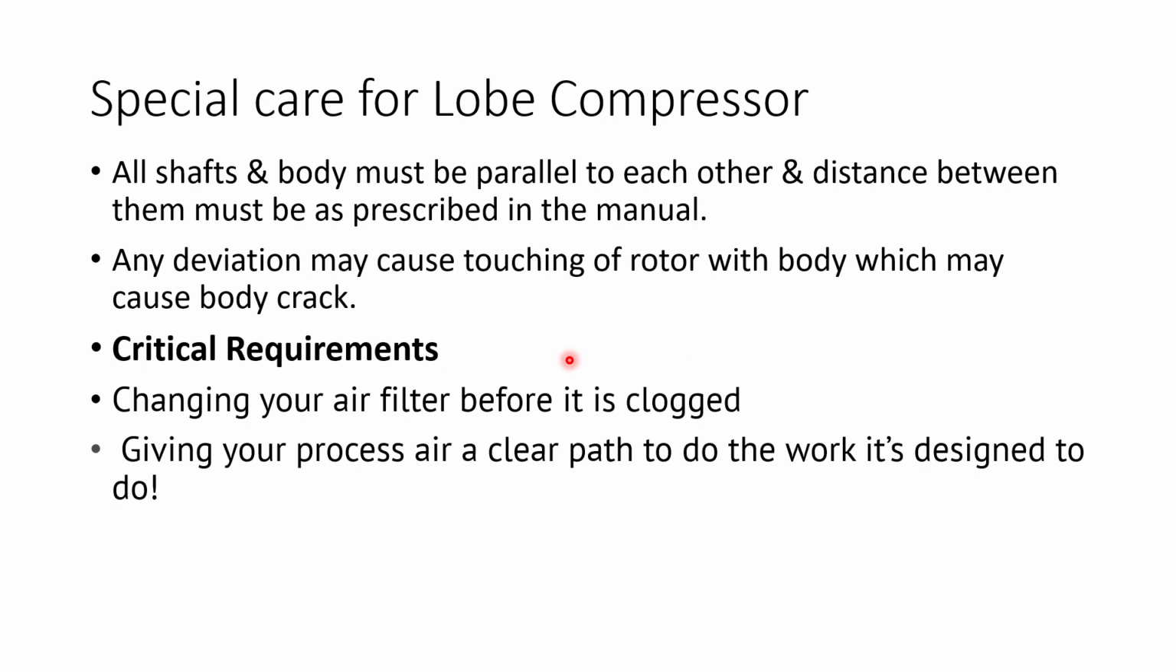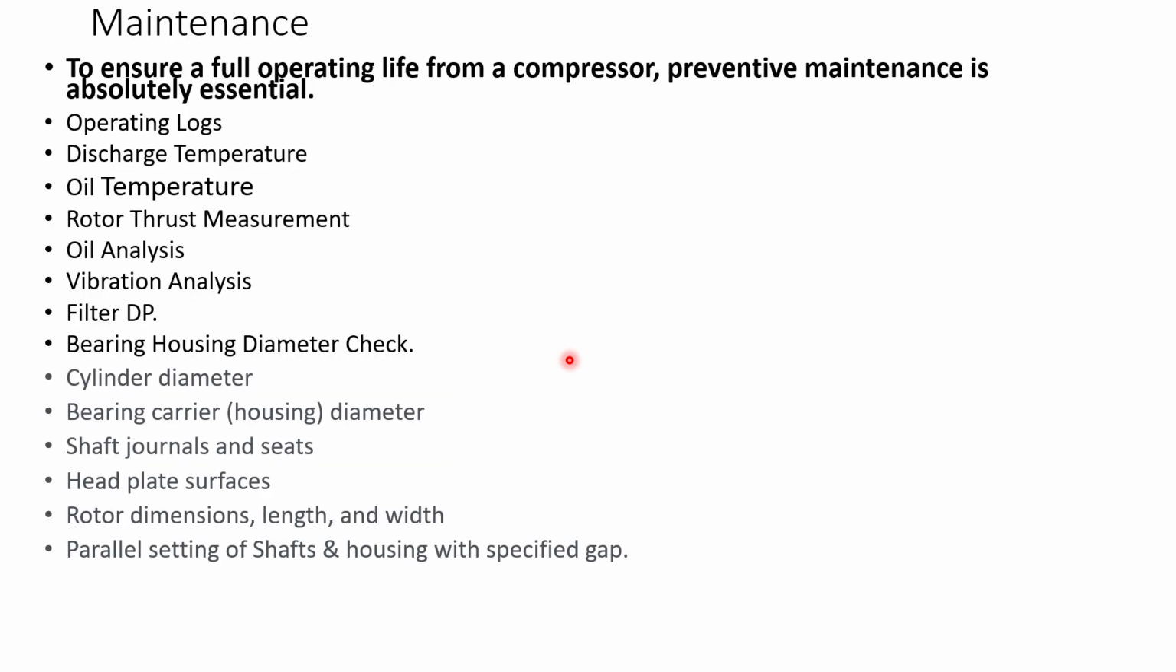Some special care for the lobe compressor is required. All the shafts and body must be parallel to each other and the distance between them must be as prescribed in the manual. Any deviation may cause touching of the rotor either with the body or rotor to rotor, which may cause body crack. There is a very critical requirement of changing the air filter the moment it is choked, so that you are able to provide a clear path to the air for the job it is designed to do.